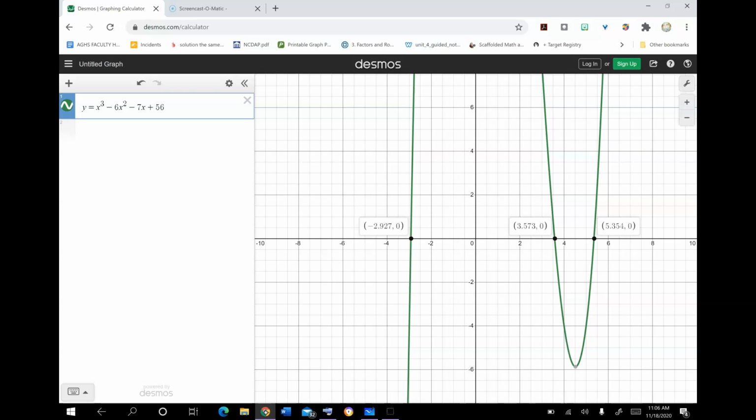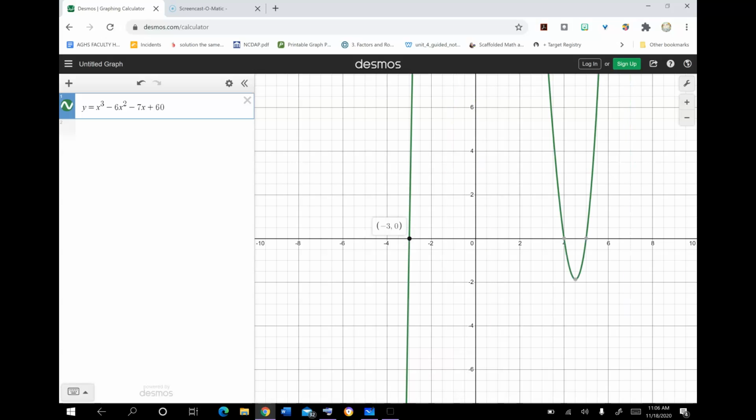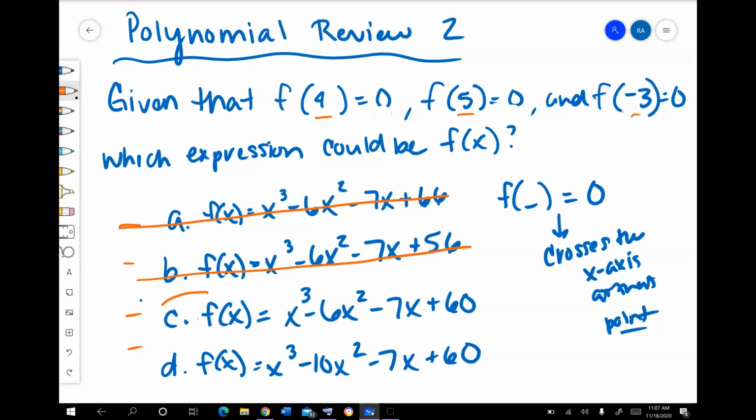C looks like it's just changing to plus 60 on the end. It crosses at negative 3, 4, and 5. That's what we needed, right? So guess what? My answer option is C. Okay, let's do one more like this.